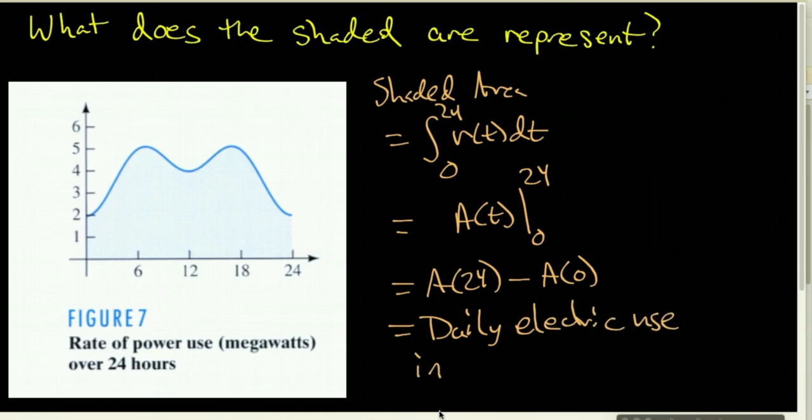And we have to think about the units. If this graph is being drawn, y is equal to r of t, and this is megawatts per hour, then the electric use is going to be in megawatts. How many megawatts of electricity does the community use in one single day? That's what the shaded area represents.